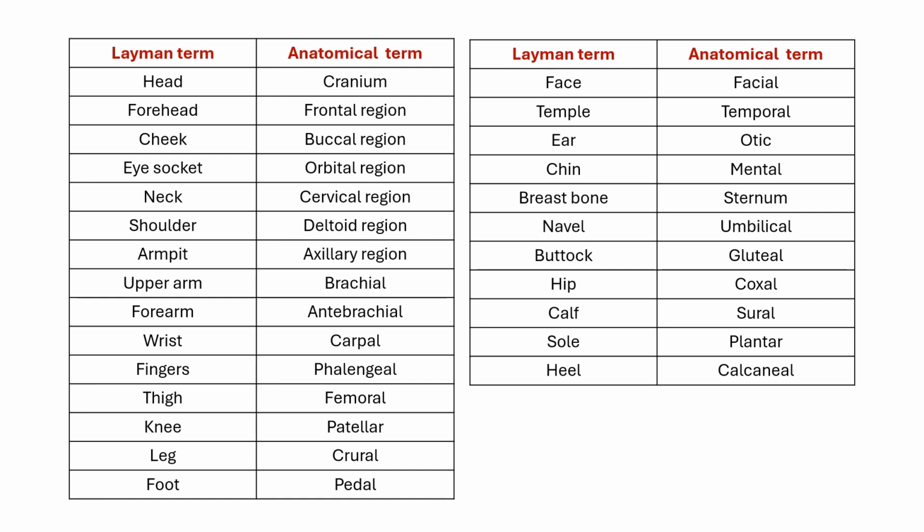Next is orbital region. In general terms, we call it eye socket. Next, cervical region, it is neck. Deltoid region, it is shoulder. Like this, many other examples are given in this table. Take a screenshot of this table and read it twice or thrice so that you will be familiar with these terms. Next is anatomical position.